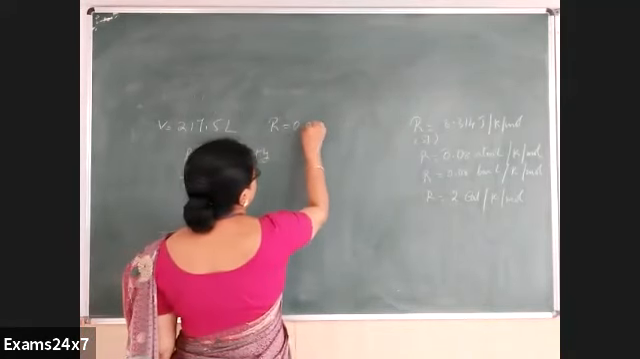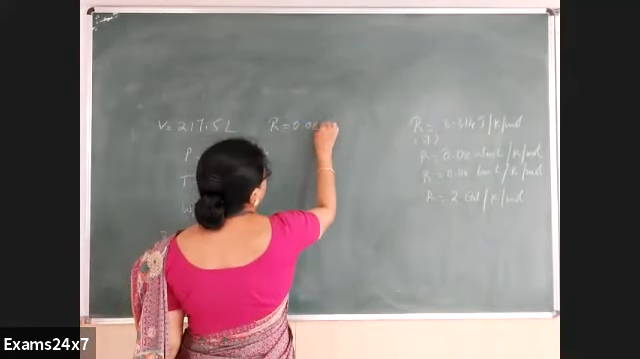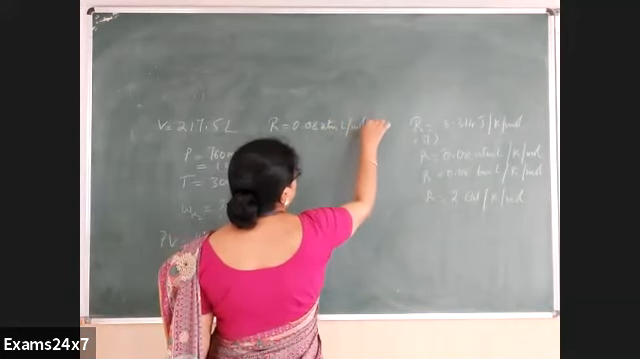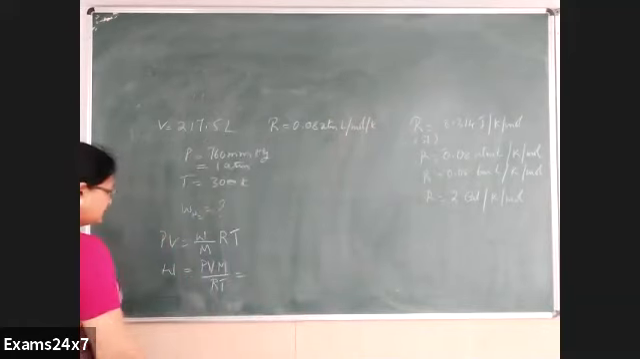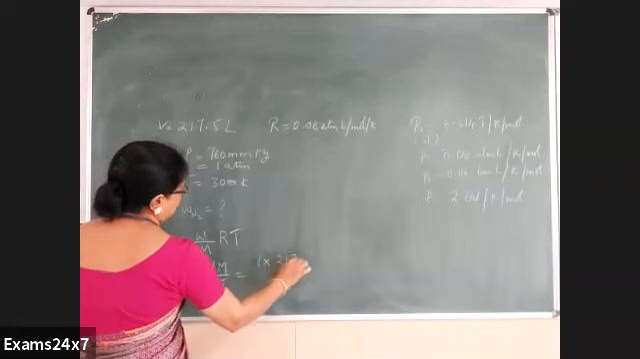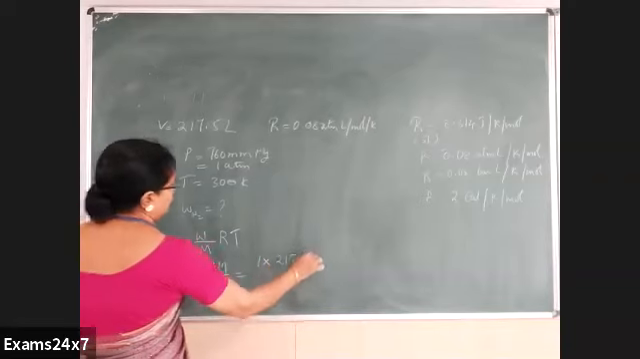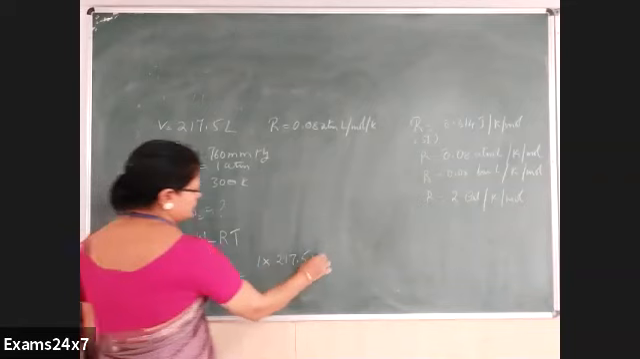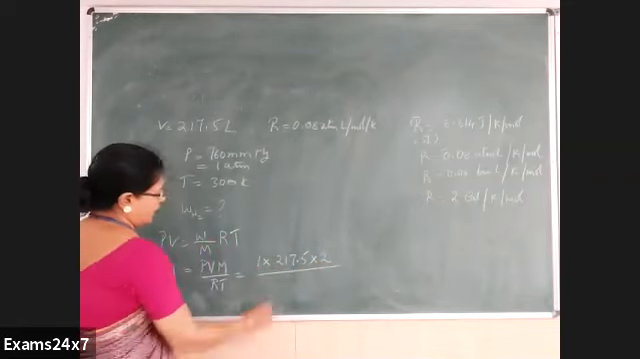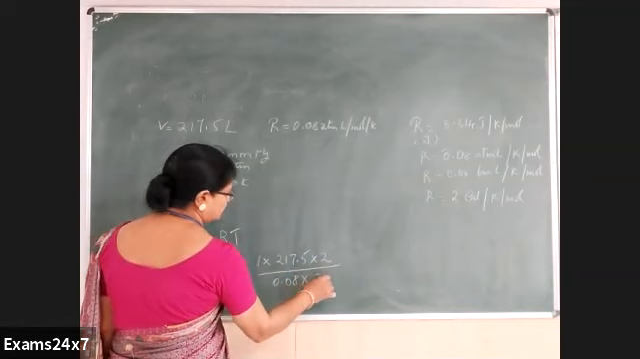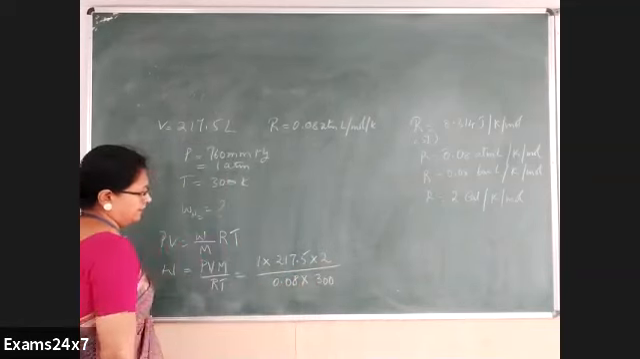So this will be 0.08 atmosphere liter per mole per Kelvin. Pressure is 1, 217.5 into, which gas is this? Hydrogen, right? Therefore, molar mass is 2, divided by R 0.08 into temperature 300.